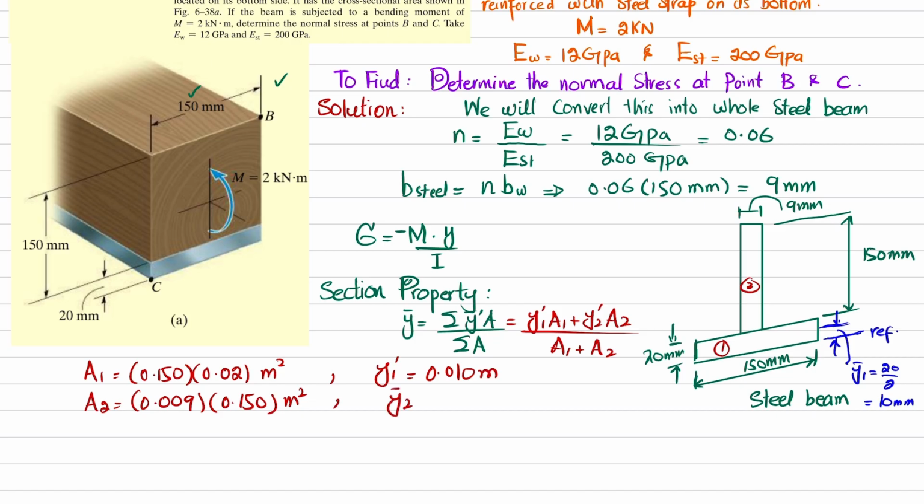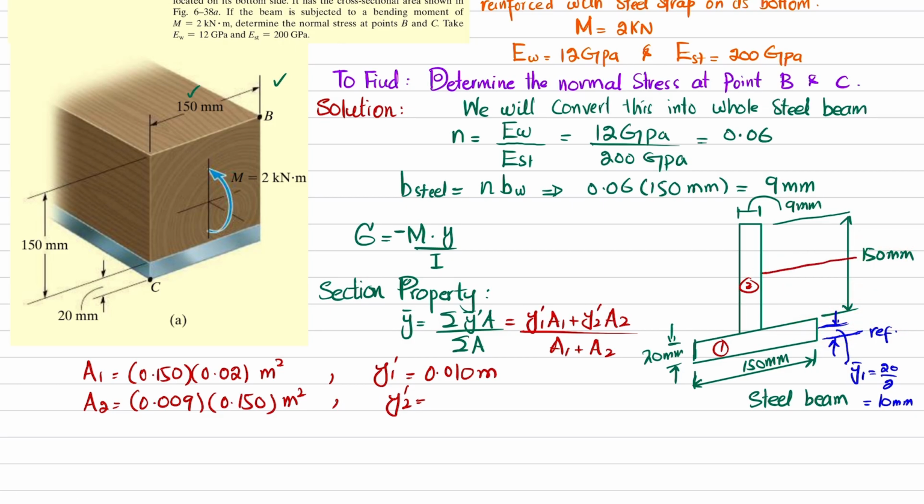Now what is y2 dash? So y2 dash is the distance from this reference line till the mid of the second section. So the mid of the second will be at a distance of 150 divided by 2 plus this distance, which will be 20. So 75 plus 20 is 95 millimeter. So let me show you over here. This will be y2 dash, from this till this reference line. Okay, and that is 95 millimeter. In meter it is 0.095 meter.